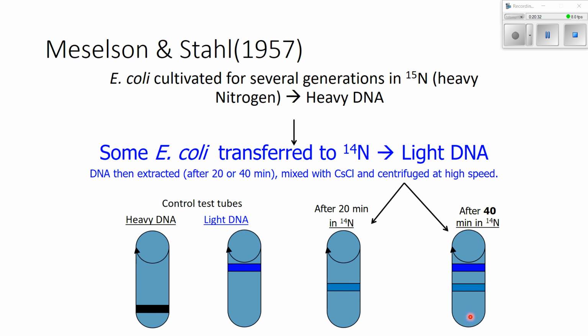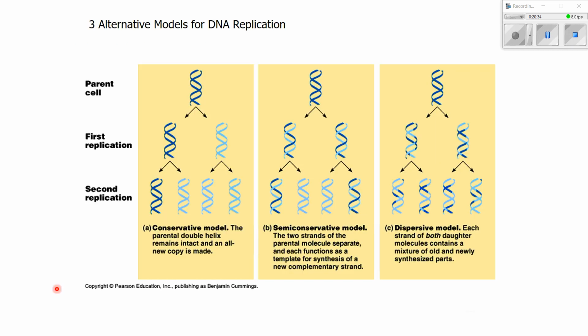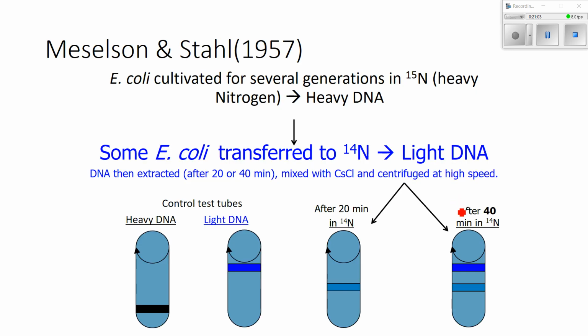Okay, now let's think about what that means. If the dispersive model had been the correct model, then where would all of this DNA go in that test tube? Every single bit of the DNA should have been mostly light, with just little bits of heavy. In other words, if the dispersive model had been right, they should have gotten just one band. It would have been an intermediate band.